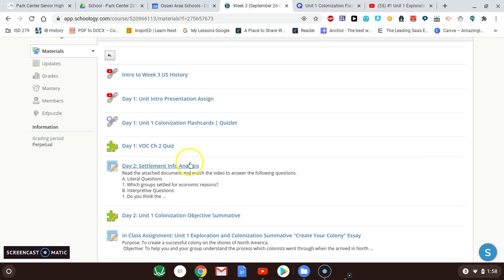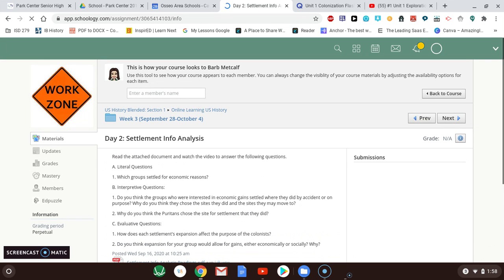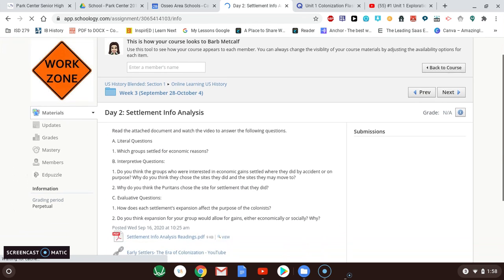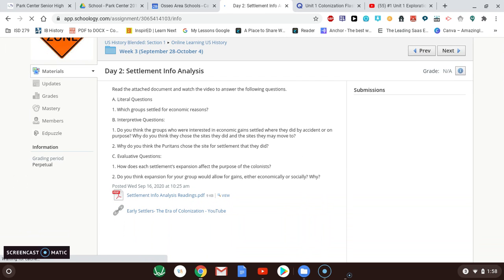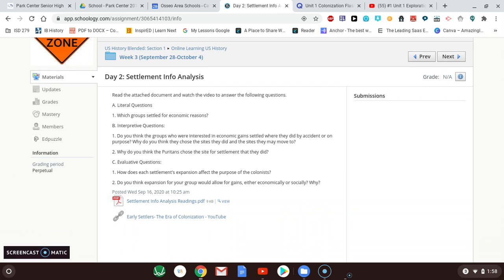The one assignment for the day 2 that I want you to focus on this week is this settlement info. So the focus of this unit is to look at what and why the colonies that were formed in North America were, and how they were basically created, and then eventually keep that knowledge so you can see in the long run how it impacted the future of what would become then U.S. history.